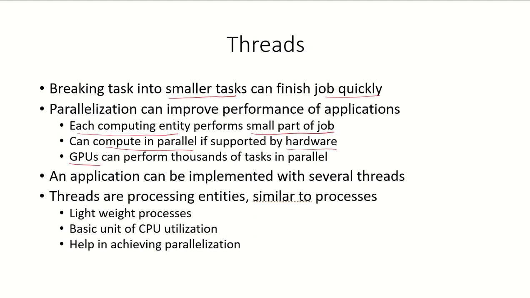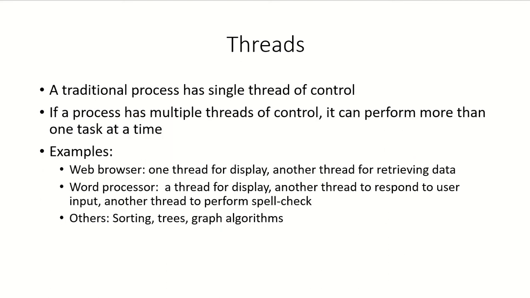So an application can be implemented with several threads, and these threads are the small computing entities which will perform a small part of the job. They are very similar to processes, but they are lightweight processes. Why they are lightweight, we will see in a few seconds. A thread is also a basic unit of CPU utilization, and it helps in achieving parallelization.